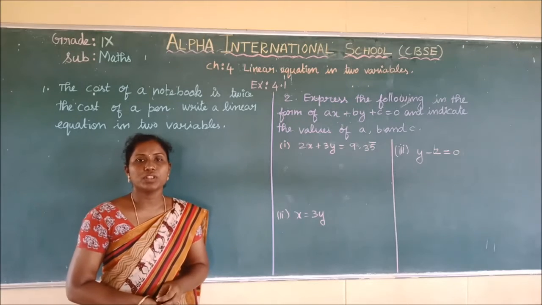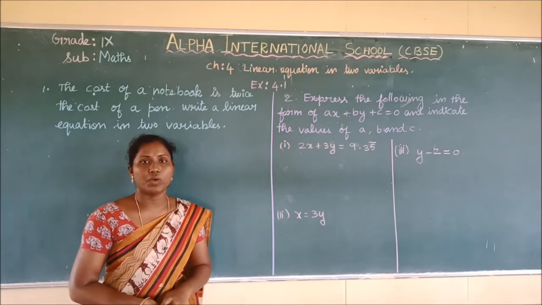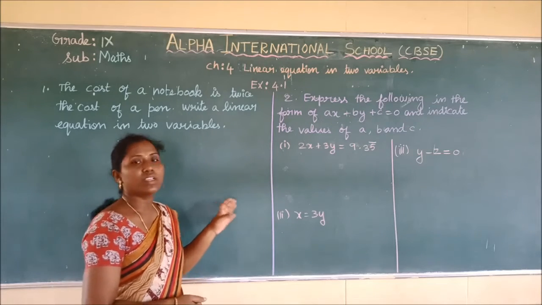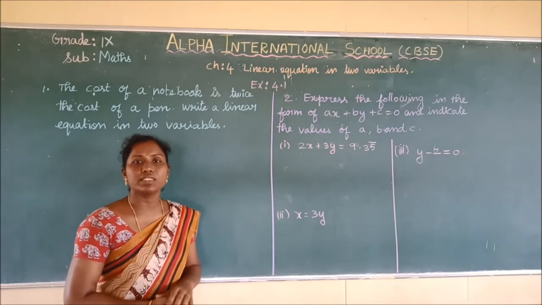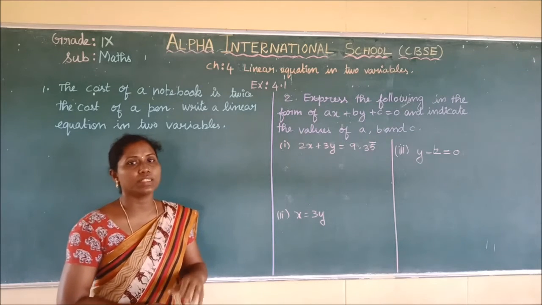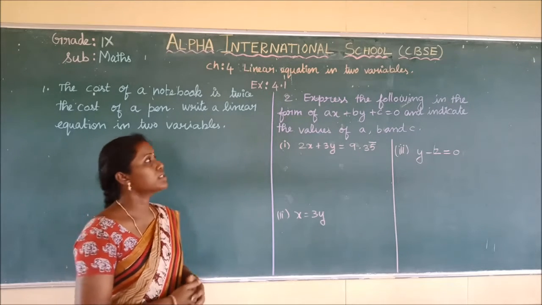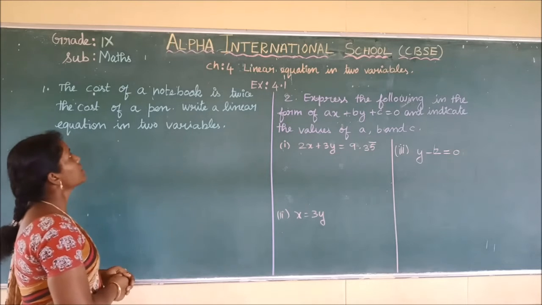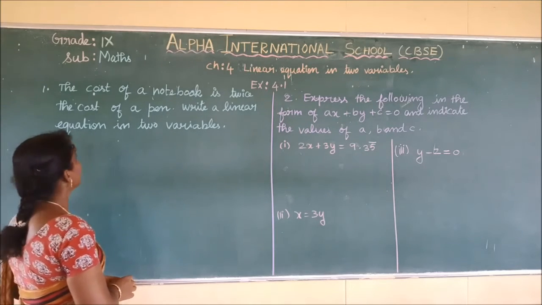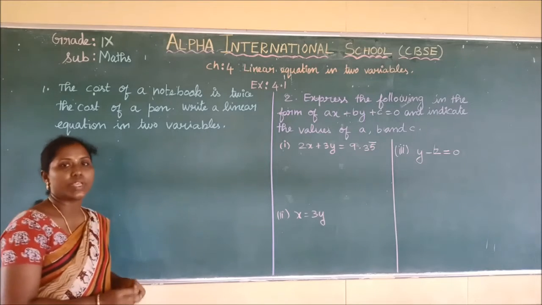Okay, so we are going to solve the exercise problem now. See, in exercise 4.1 the first question. Here there are only two problems. They are very simple basic problems based on linear equation in two variables. Let us see the first problem now. The cost of a notebook is twice the cost of a pen. Write the linear equation in two variables.